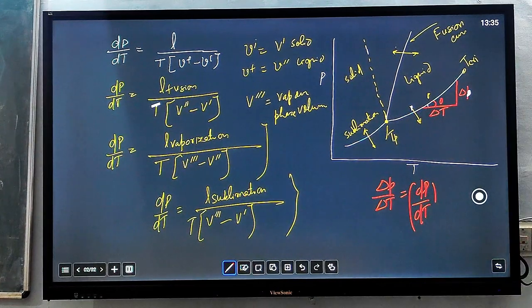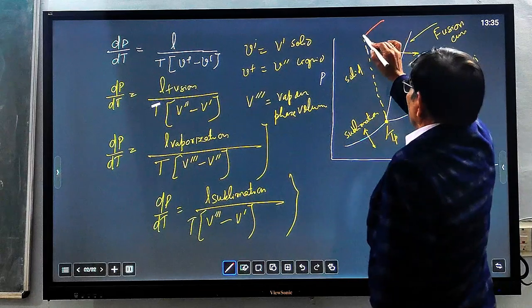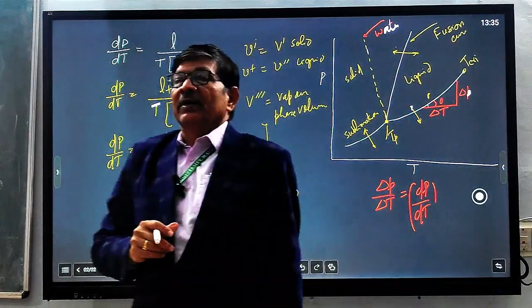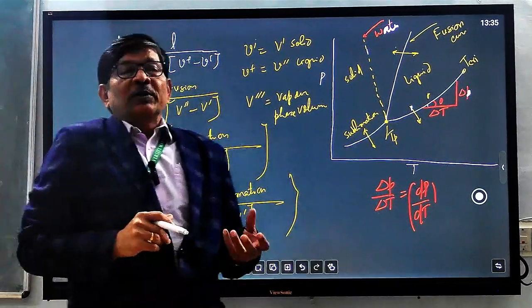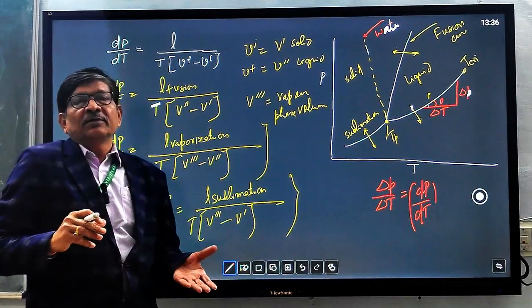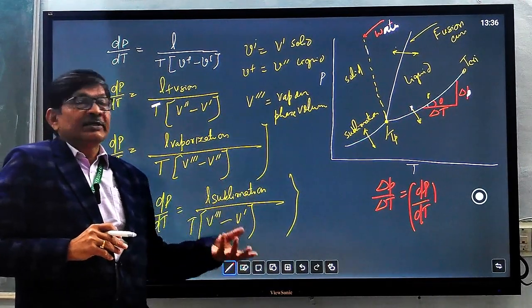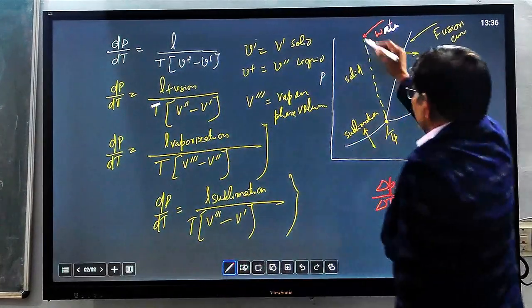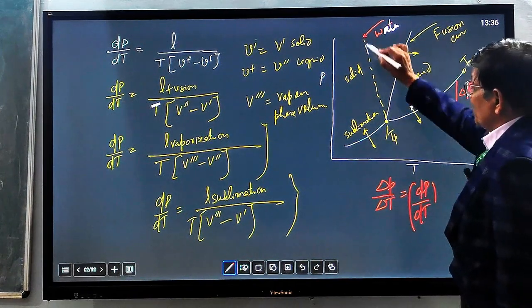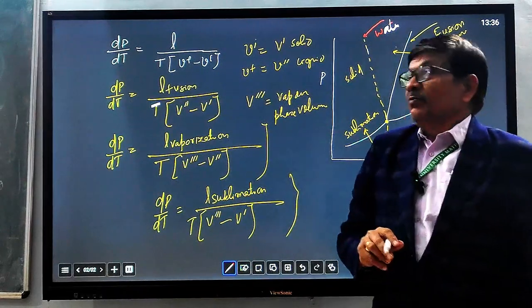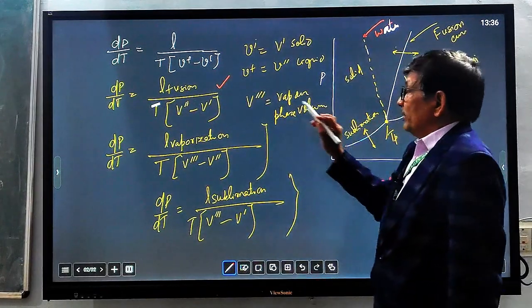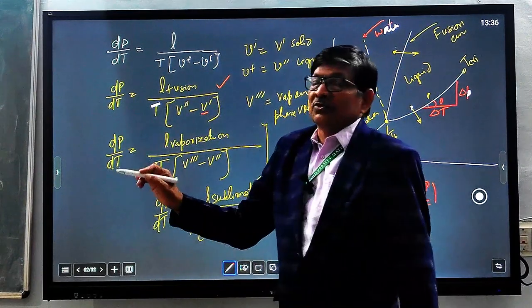So how will the slope be defined? For example, this is for water only. We know that during fusion, the behavior of water is anomalous. When solid water is converted into liquid form, volume decreases, and when liquid is converted into solid, particularly for water, volume increases. That's why the slope of the water fusion curve is negative. This slope is positive, this slope is positive, but this slope is negative. For water, this is the fusion curve, and the volume of solid is more than liquid, so it becomes negative.